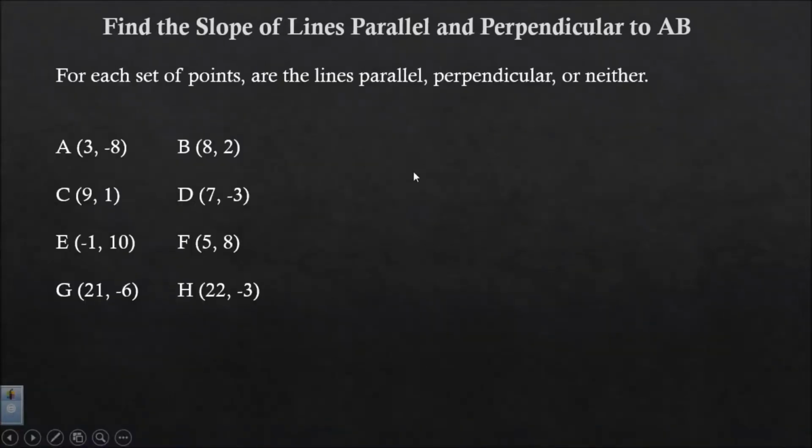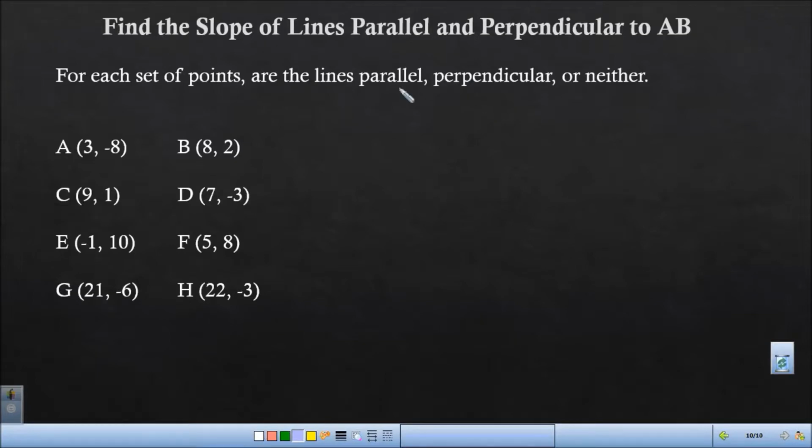Okay, to do this problem, we're trying to identify lines that are parallel, perpendicular, or neither. All right, so we need the slopes of each of these. So we start with the top here. Let's go 2 minus -8 over 8 minus 3. So this is 10 over 5. The slope is 2. And then the second one is -3 minus 1 over 7 minus 9. That's -4 over -2, which is 2.